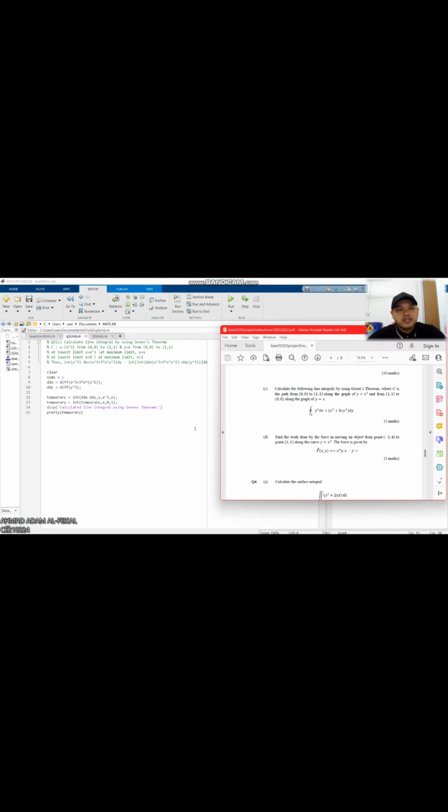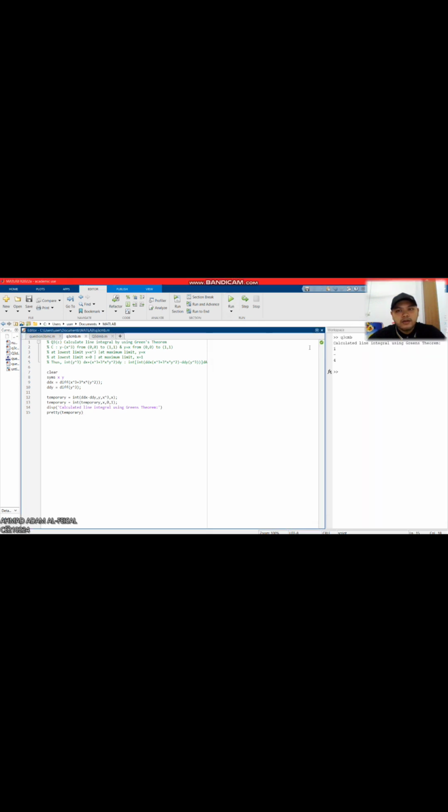For question 3c, calculate the line integral by using Green's theorem. y minus x to the power of 3 from (0, 0) to (1, 1). y equals x from (0, 0) to (1, 1). The lowest limit is y equals x cubed and the maximum limit is y equals x. The lowest limit is x equals 0 and the maximum limit is x equals 1. So we will run this program. The line integral using Green's theorem is 1 over 4.